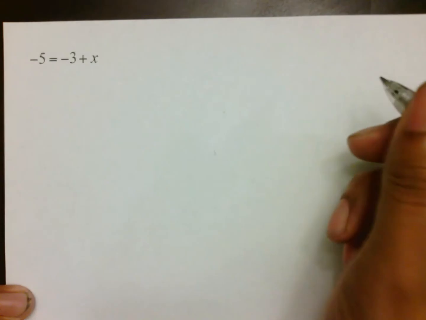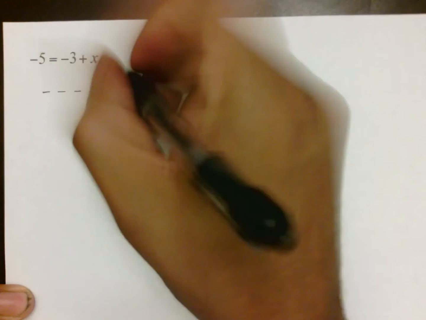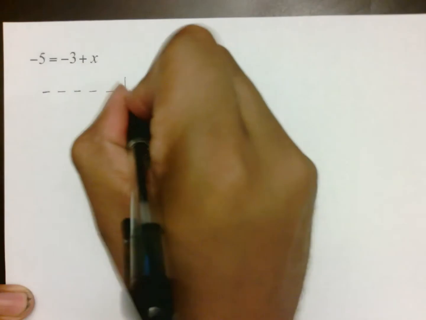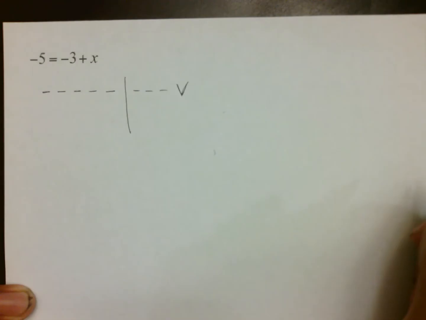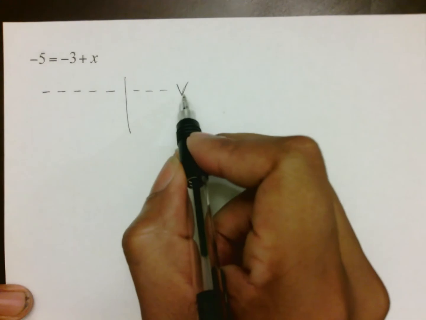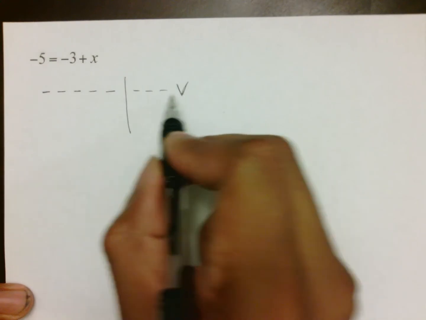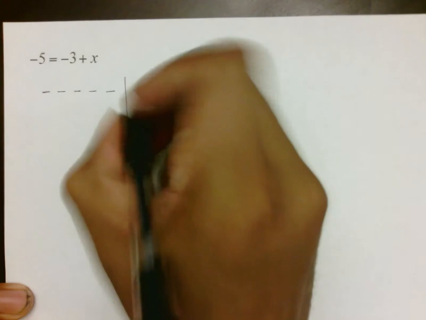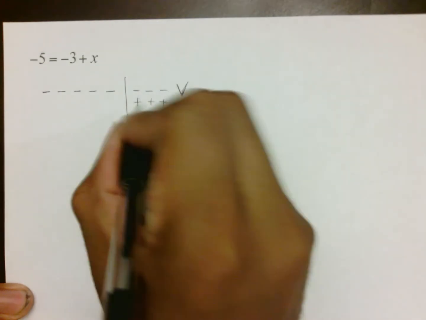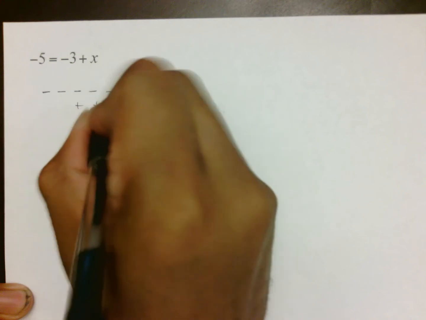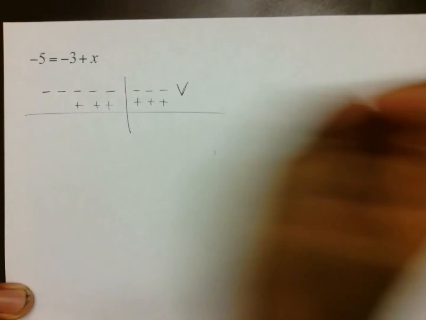Negative 5 equals negative 3 plus x. Again, negative 5 is 5 negatives. Equals means put a wall. Negative 3 means putting 3 negatives and a cup. This time the cup is on the right and we need to move 3 negatives. In order to move 3 negatives, we must add 3 positives to the side. But if we add 3 positives over here, we must also add 3 positives over there.